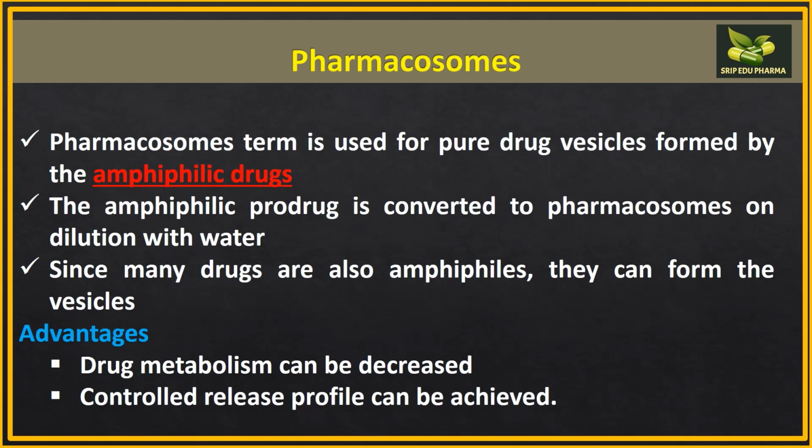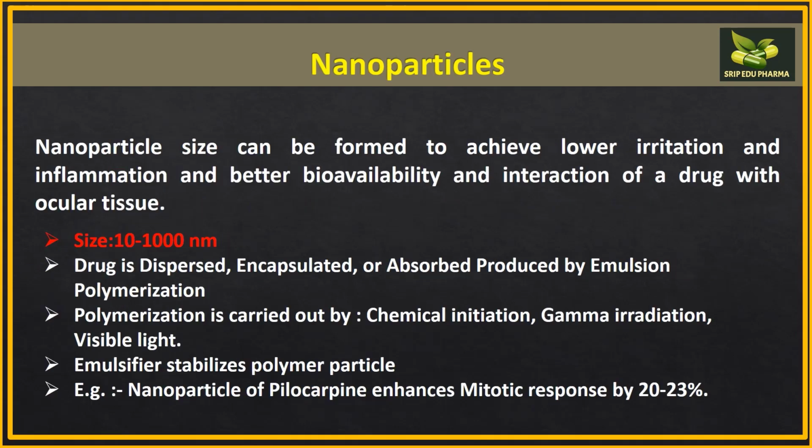Next is pharmacosomes. The term pharmacosome is used for pure drug vesicles formed by amphiphilic drugs. The amphiphilic prodrug is converted to pharmacosome on dilution with water. Since many drugs are also amphiphiles, they can form vesicles. The advantage of these is that drug metabolism can be decreased and a controlled release profile can be achieved.